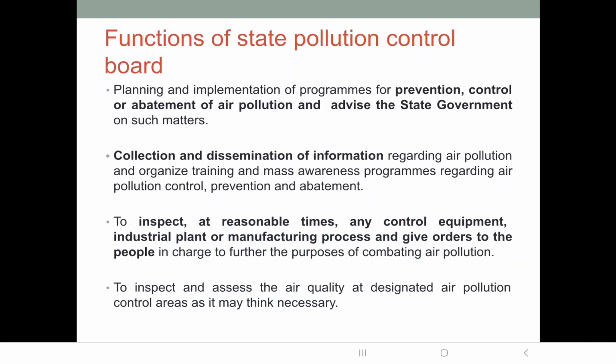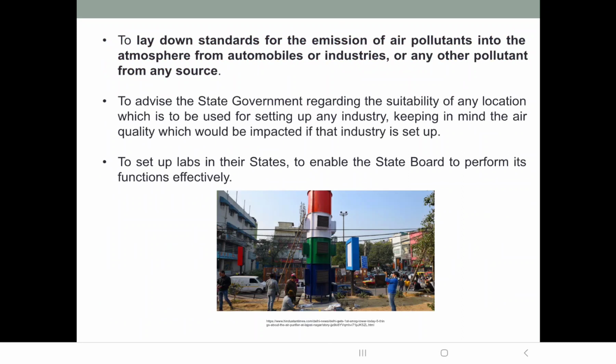Then the functions of the State Pollution Control Board. Again, the State Pollution Control Board has the same function, that is prevention, control or abatement of air pollution, but it advises the state government. Then collection and dissemination of information, inspection of industrial plants. If a plant is emitting air pollutants, it can inspect the industrial plant. Then laying down the standards for emissions of air pollutants.